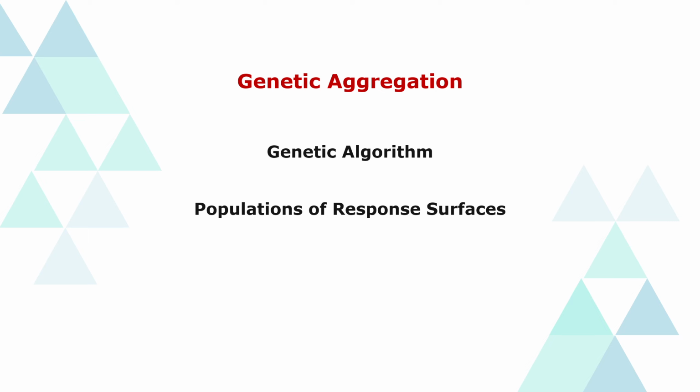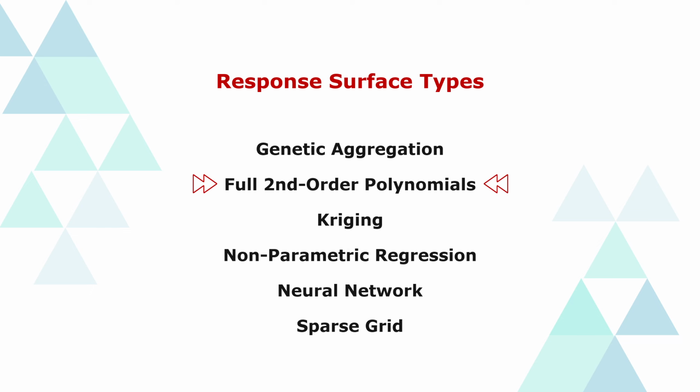Therefore, genetic aggregation uses a genetic algorithm that generates populations of different response surfaces. Then, the fitness function of each response surface is evaluated to determine which one provides the best approach. During different generations of the genetic algorithm, less accurate response surfaces are eliminated, and features of more accurate response surfaces are combined to create new, better response surfaces. Next, we describe full second-order polynomials.